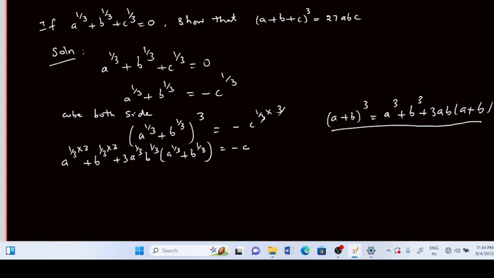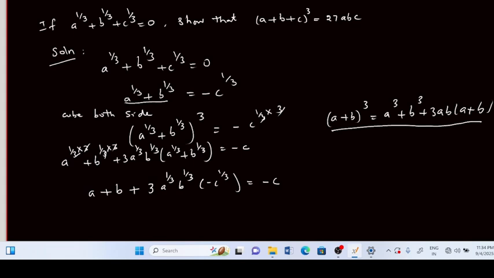And here we can cancel the 3 for the powers of a as well as b. So we can write it as a + b + 3 times a^(1/3) into b^(1/3) into (a^(1/3) + b^(1/3)), which is minus c^(1/3), equal to minus c.